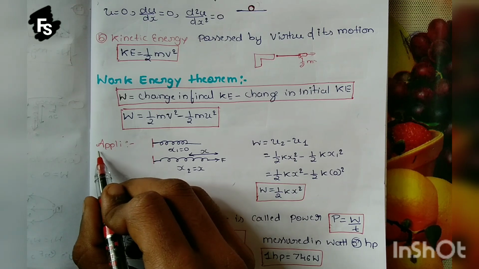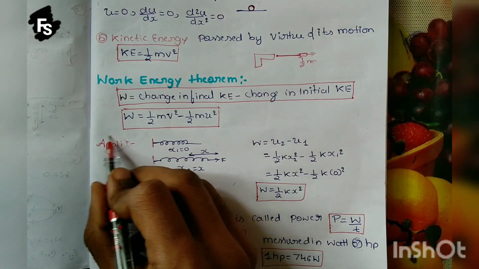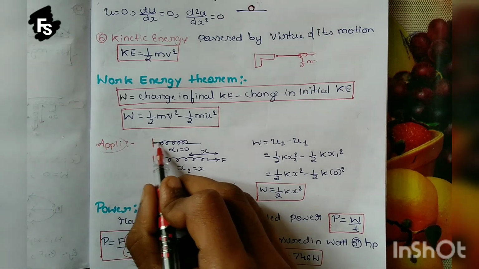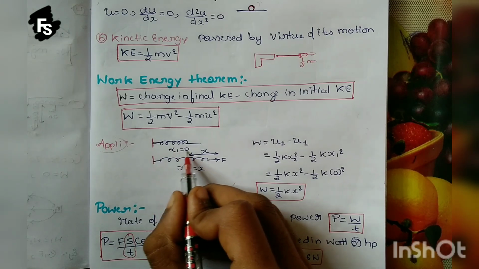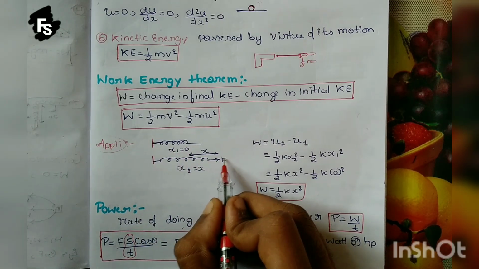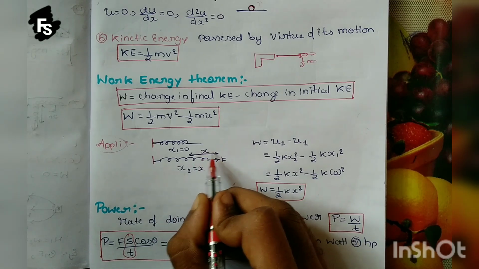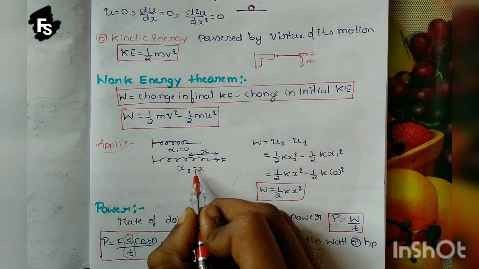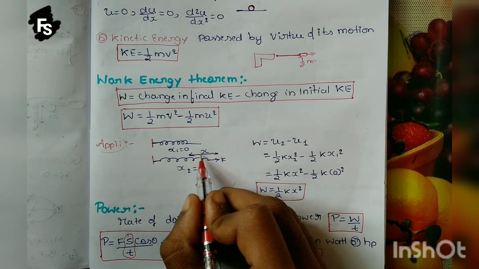Application 1. We can understand by this application. See here, this is a spring. It has 0 extension, x1 equals 0. After expanding it by applying some force F, it expands x distance. X distance means x2 is equal to x extension.